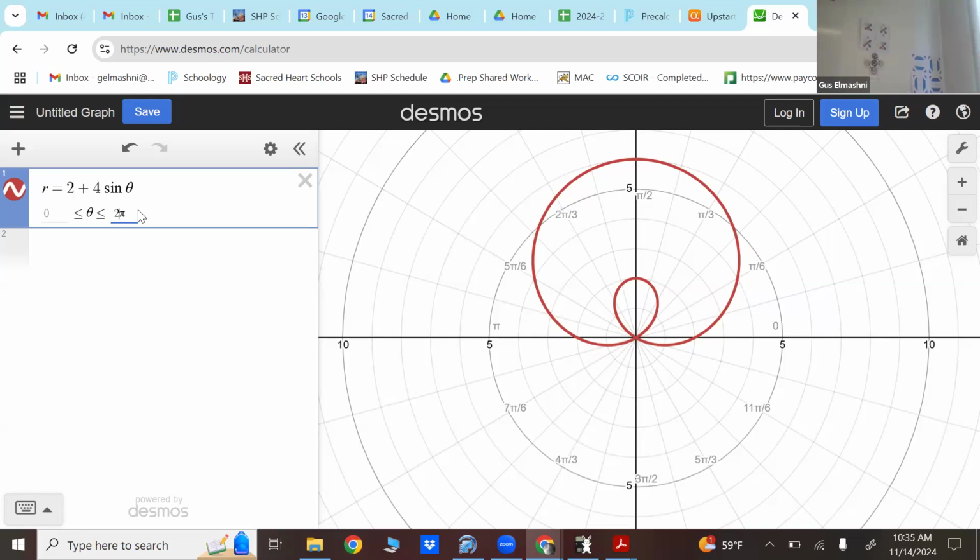What line is going through the middle of this graph? Theta equals what? Pi over 2. Not theta equals 0, clearly. Not anything else, just theta equals pi over 2. So we have that symmetry, okay? That symmetry is there.